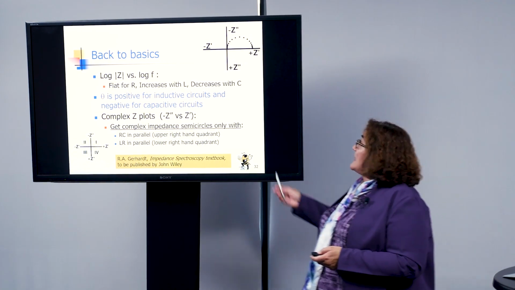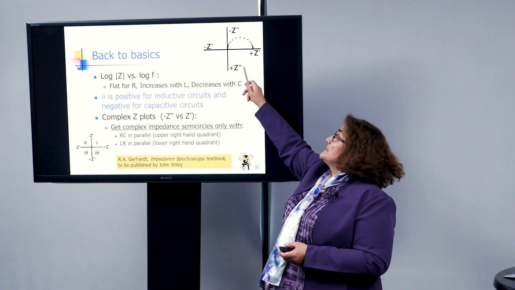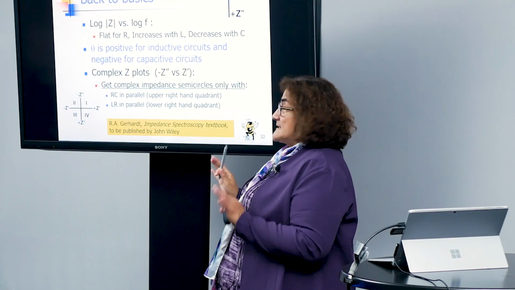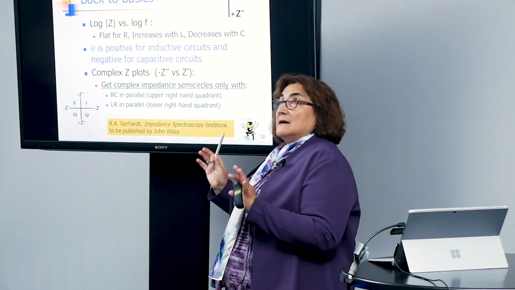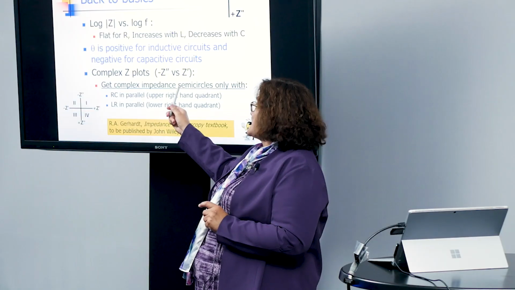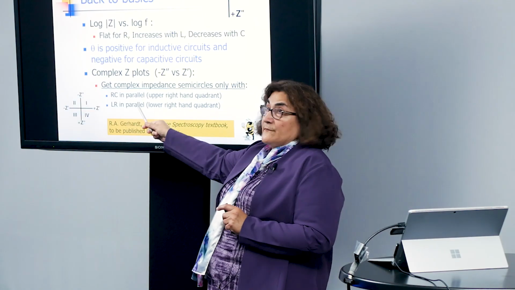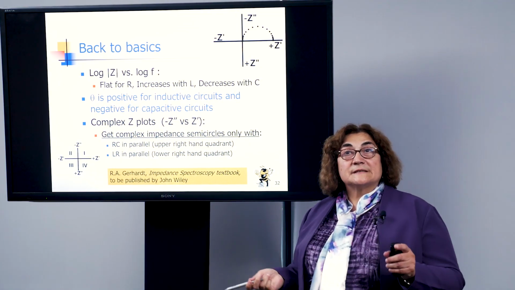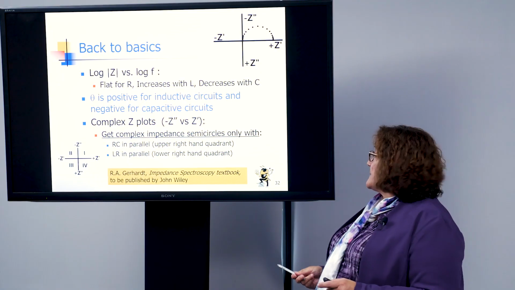I just want to remind you again, this is the nomenclature. And resistors are flat as a function of frequency. Pure resistors, these are ideal resistors. Inductors increase with frequency. Capacitors decrease with frequency. And we only get semicircles in the complex impedance plane if we have RC circuits in parallel or LR circuits in parallel. If they're in series, we saw that they do not form impedance semicircles, but instead they show admittance semicircles.